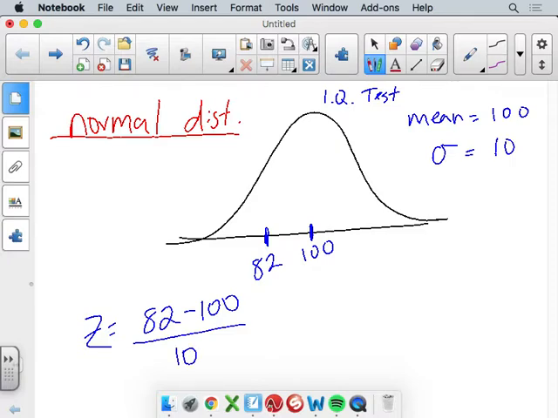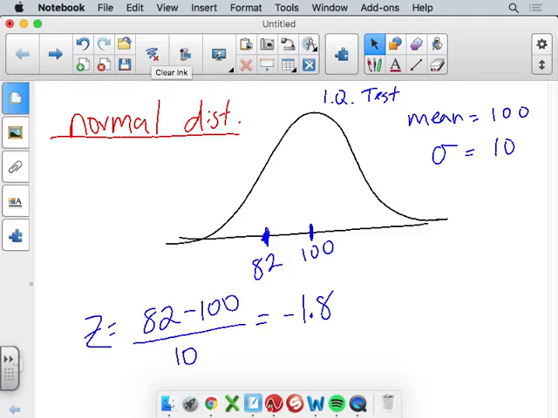So our formula for that. Let's see. Negative 1.8, I believe. So that means my IQ score of 82 is negative 1.8 standard deviations below the average person. That's pretty low. I'm not very pleased with that test.